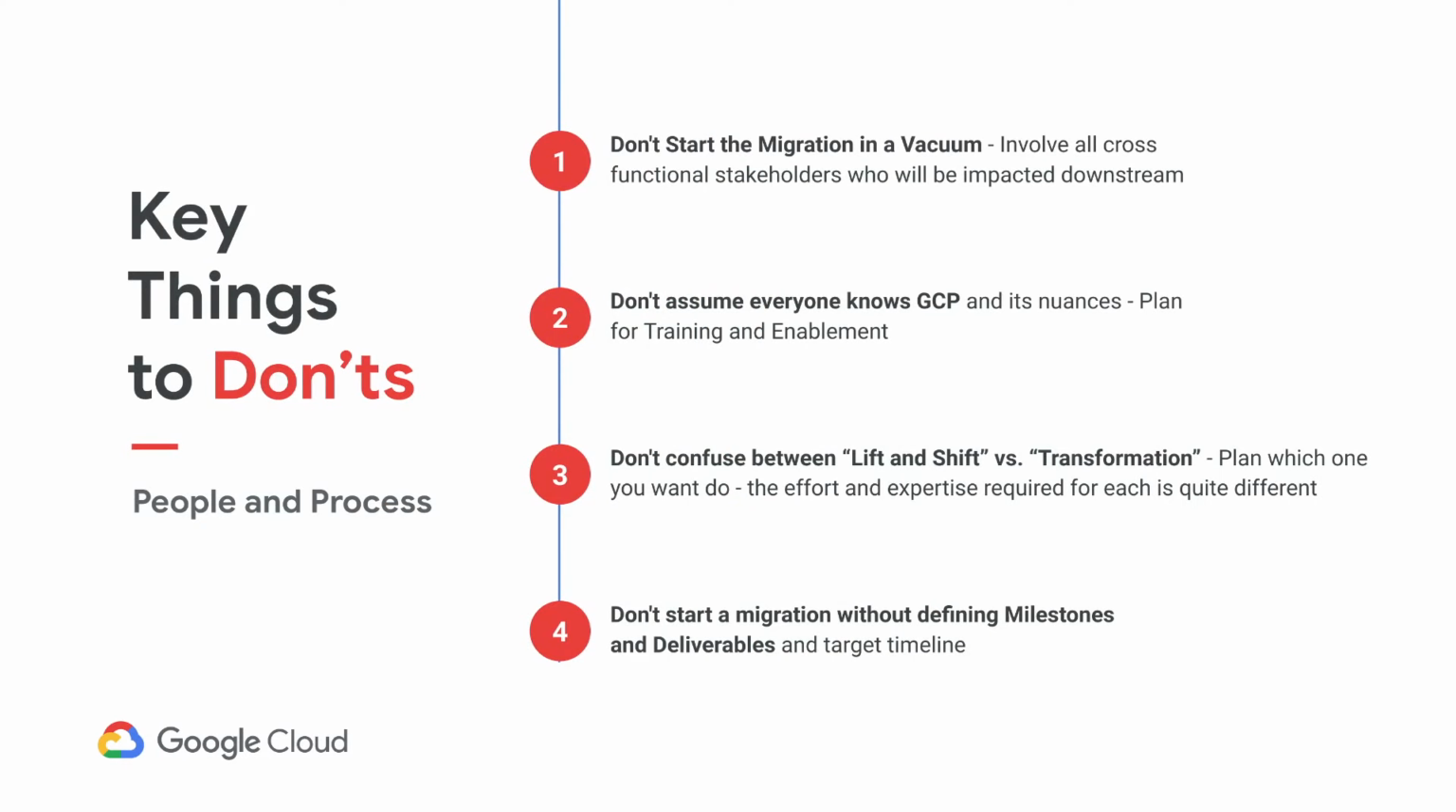So that's really critical. And the last point goes back to the PMO. Sometimes I've seen we are excited by the cloud and we want to jump onto it, start a POC and go from there. But if you are actually starting a production workload migration, don't start without defining the milestones, the deliverables and the timeline, because they are really critical for a migration. So that's pretty much some of the dos and don'ts.